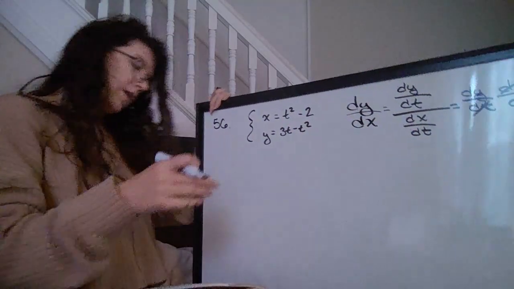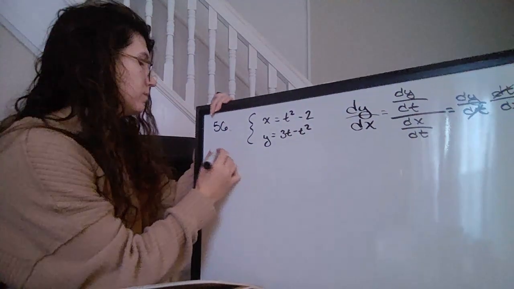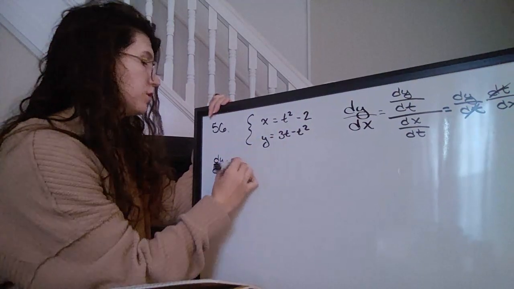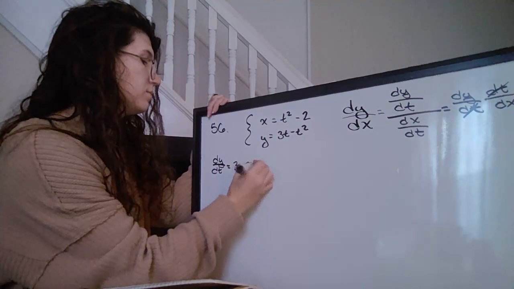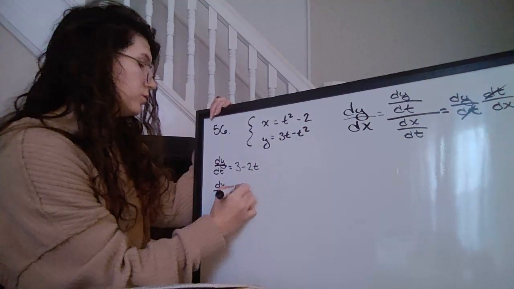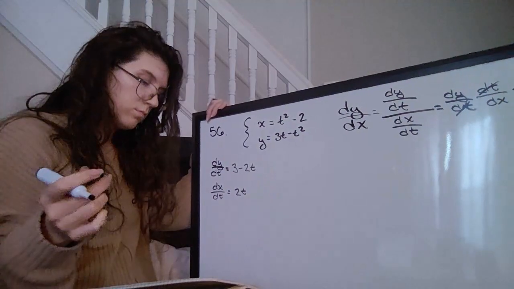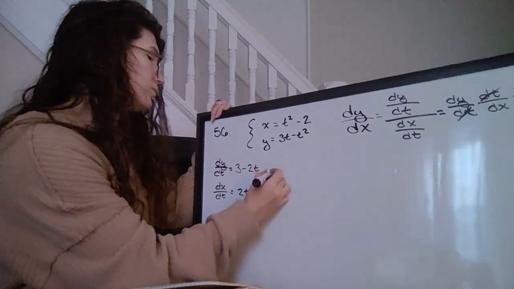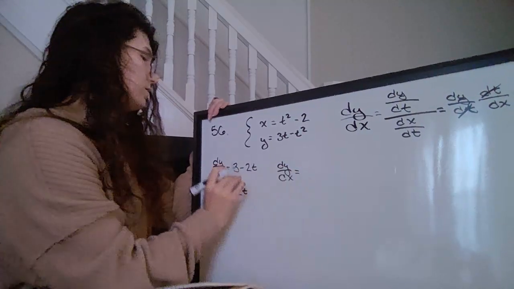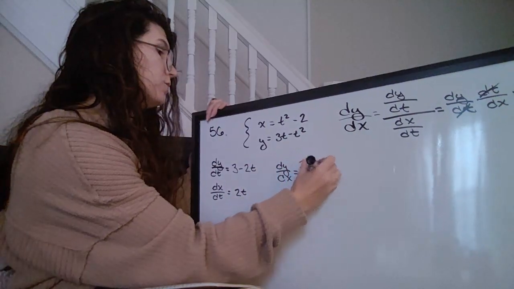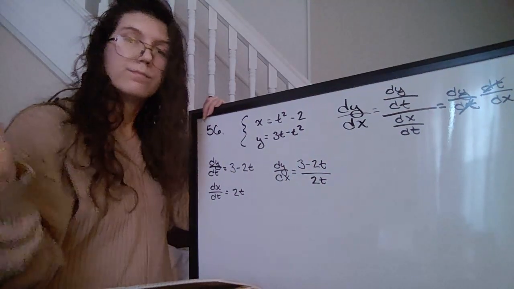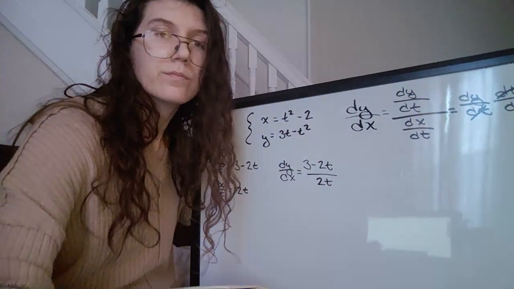So I can find dy/dt. That's going to be 3 minus 2t. And then dx with respect to t equals 2t. Yep. So this is actually going to be dy/dx is going to be 3 minus 2t over 2t. Not too bad.